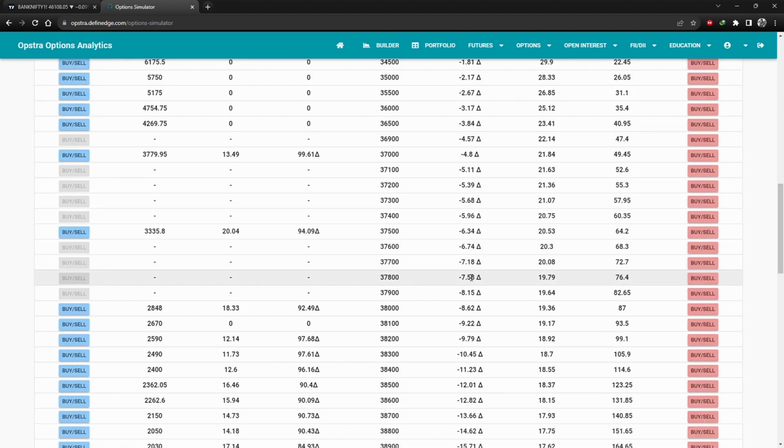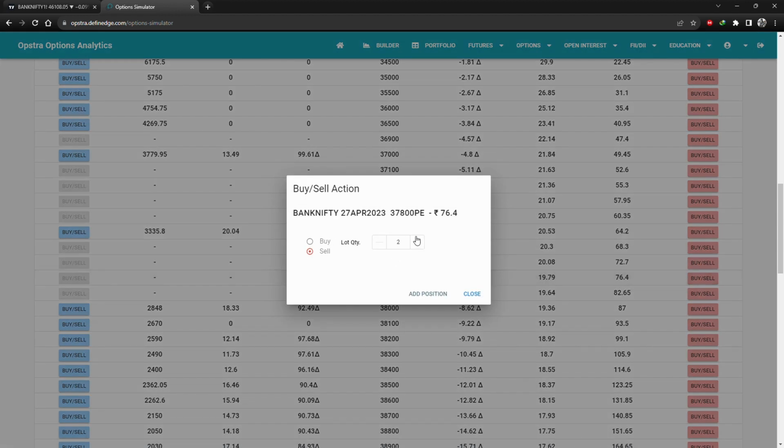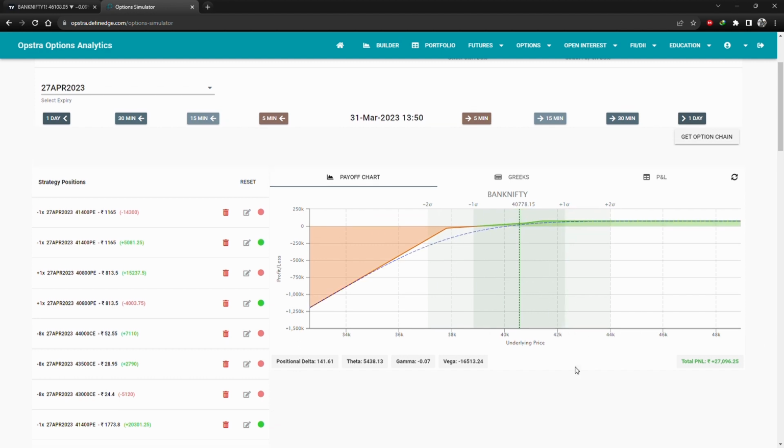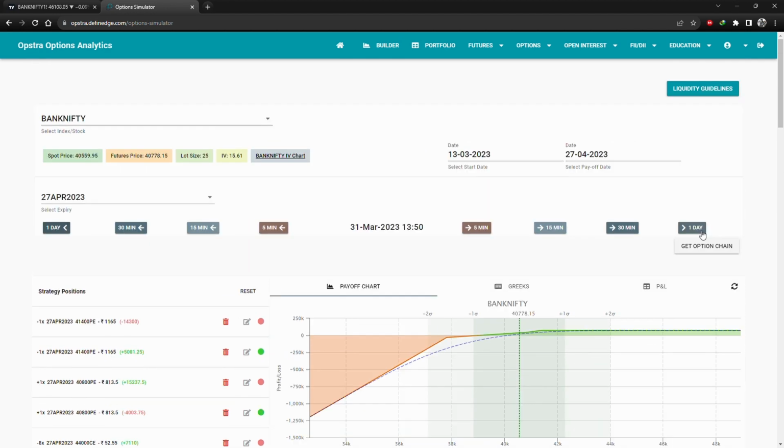Since this is the first position from the put side, I'm taking a little bit higher delta value, which is around 76 rupees of premium, and it is less than 8 delta. Now, as you can see, our payoff chart will look like this, totally in one direction. So let's move on to our next day.